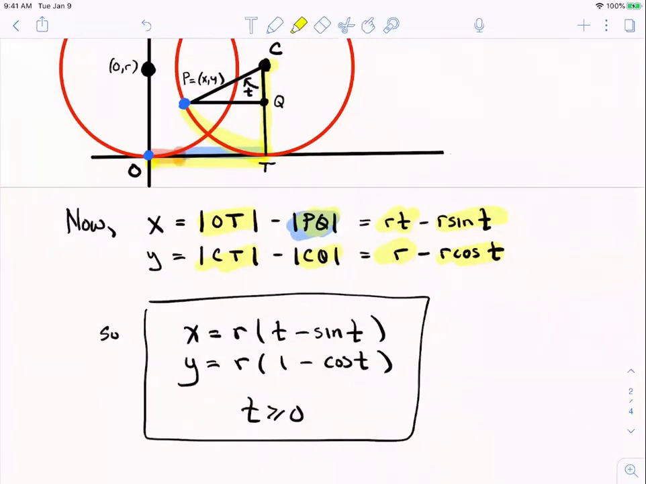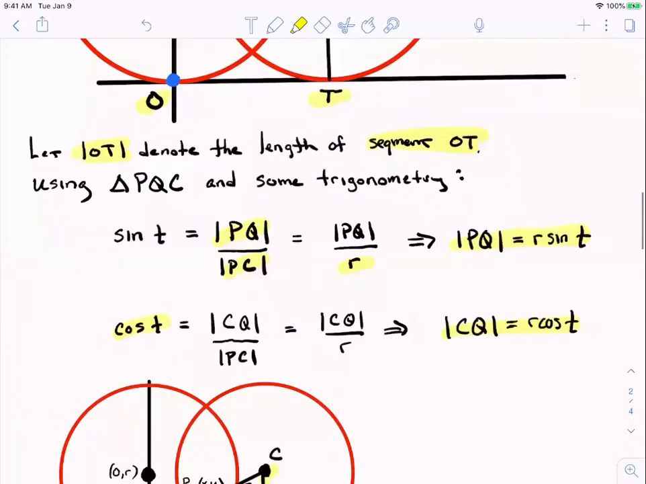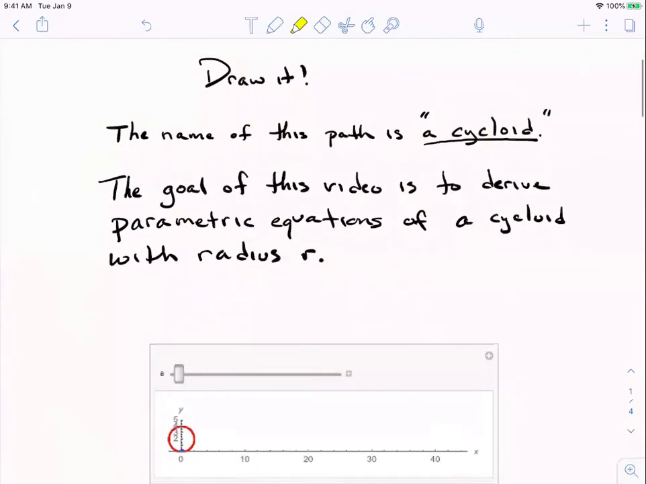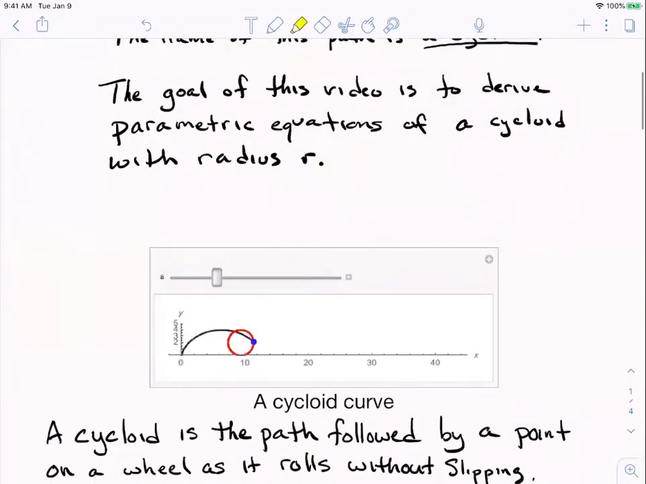Algebraically rearranging those things and making them look nicer, for t greater than or equal to 0, those parametric equations describe the cycloid. Equations like that, for some radius that I chose, are how I drew the animation we looked at at the top of the video. We're going to use these cycloid equations in lots of our examples as we move through the rest of chapter 10.